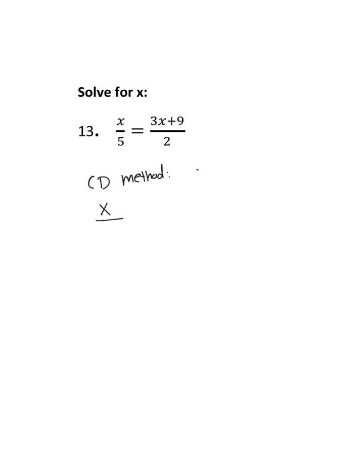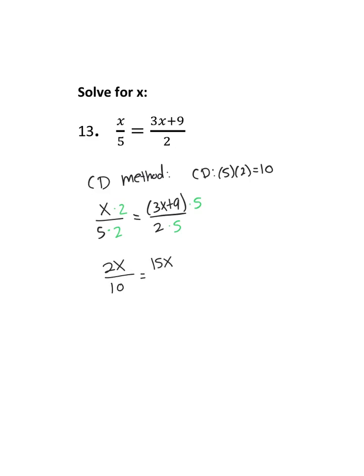So our CD is going to be 5 times 2, which is 10. So in order to get to 10, I had to multiply by 2 on the bottom. For the second fraction, in order to get to 10 on the bottom, I had to multiply by 5. Okay, so you've now got 2x over 10 is equal to 15x plus 45 over 10. And the denominators are the same, so you can get rid of them. And we set 2x equal to 15x plus 45.